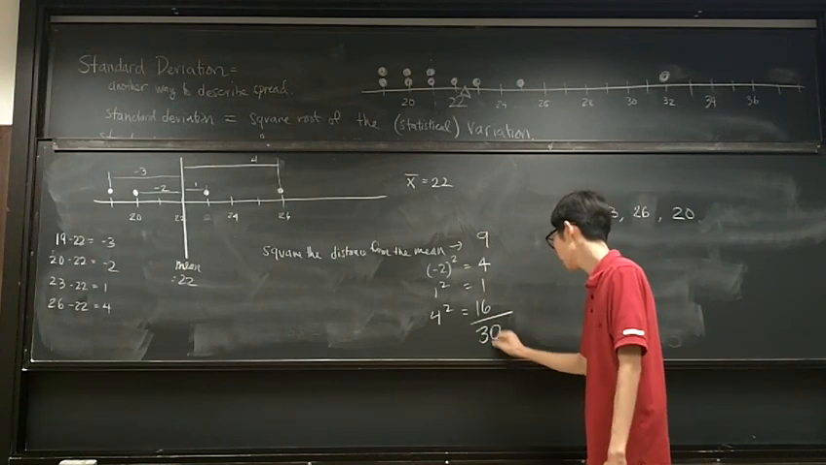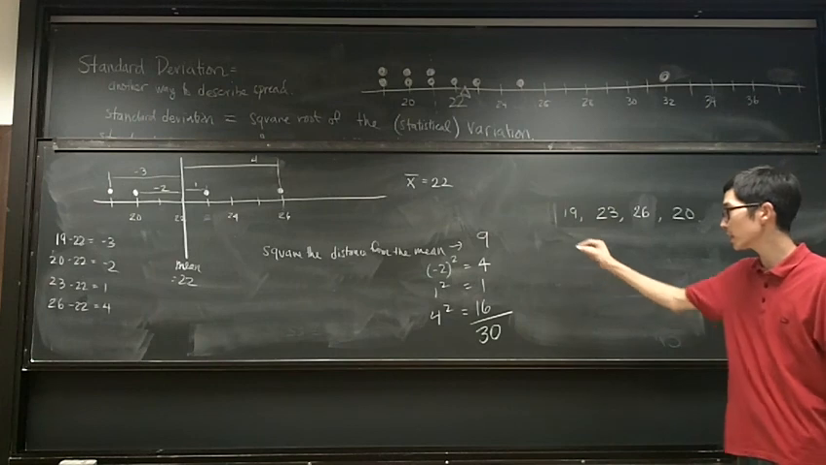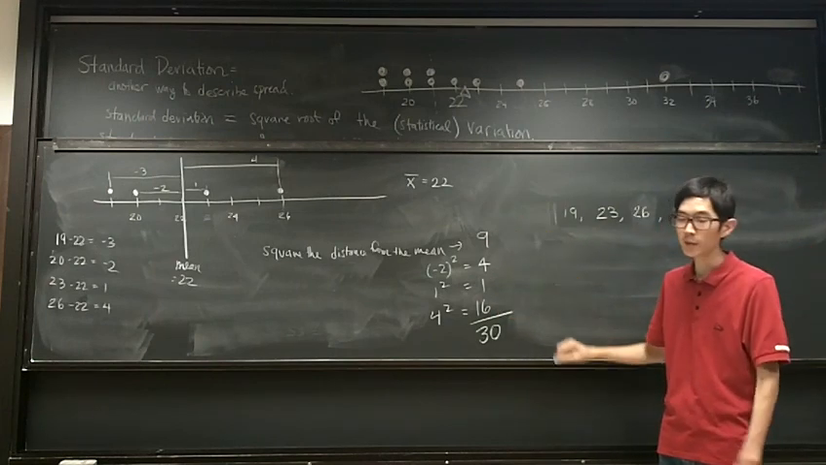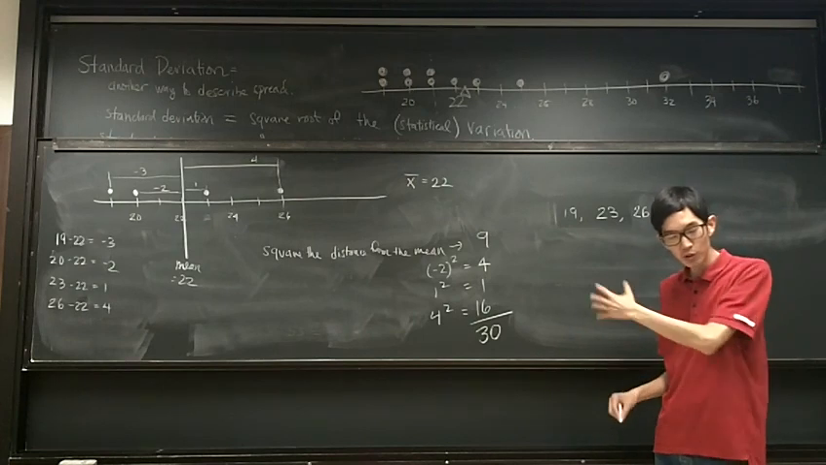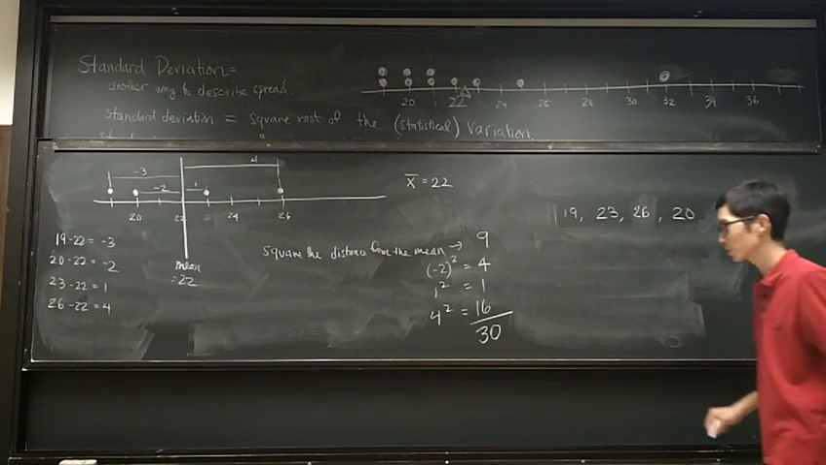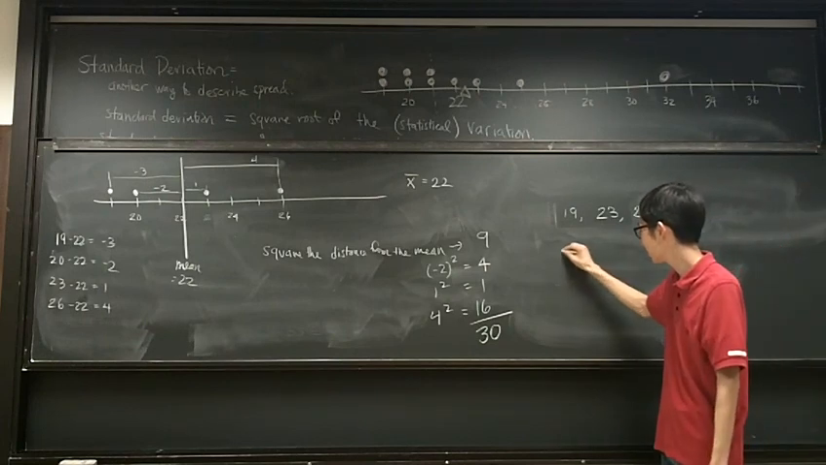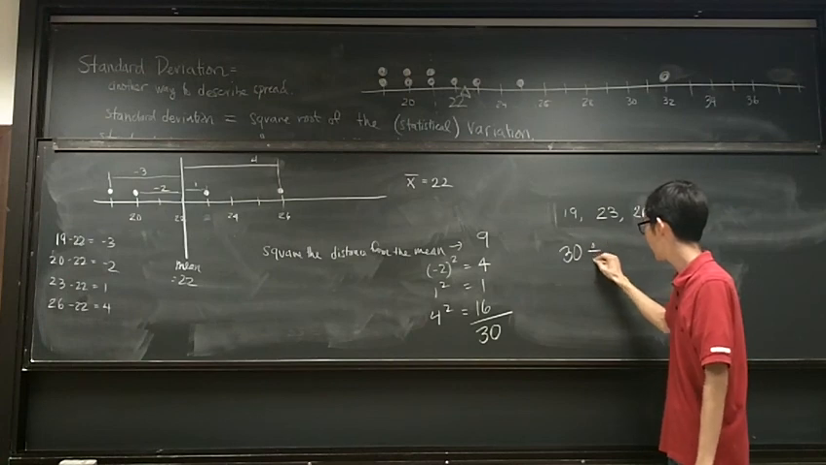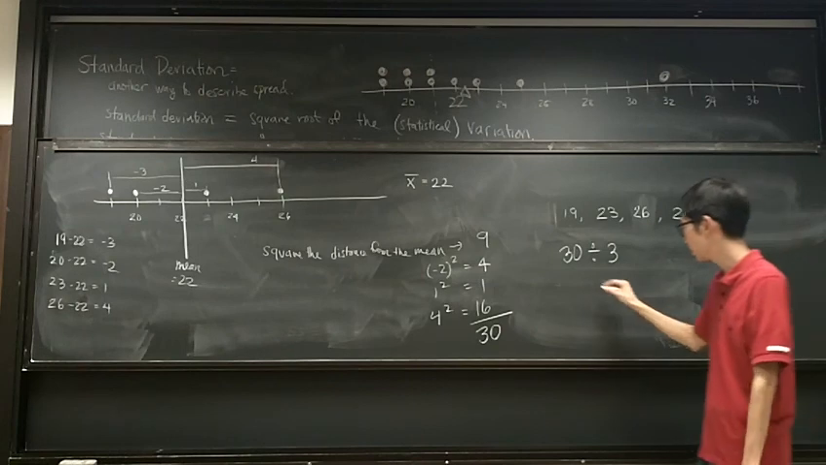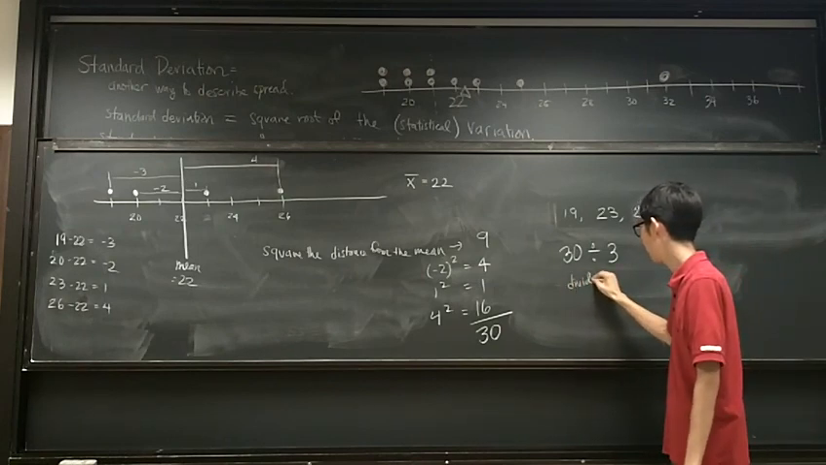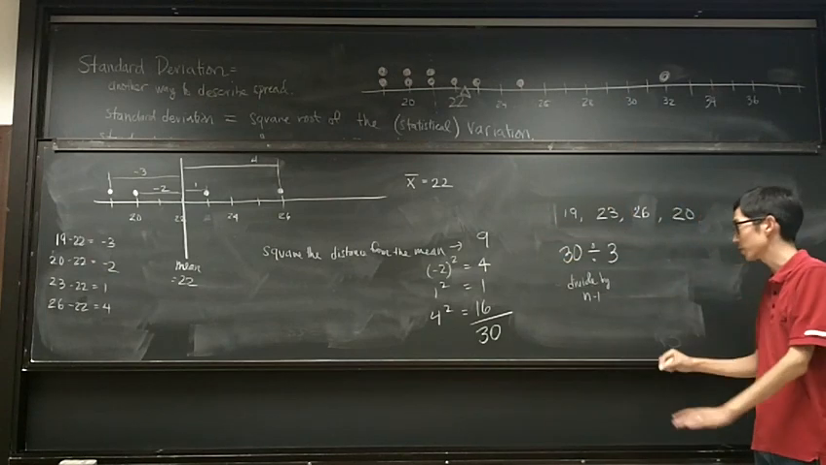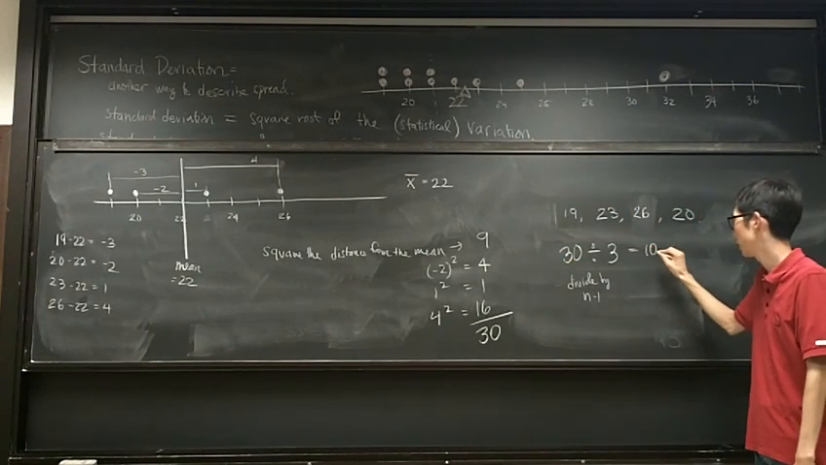30. Now this is the weird part. If I wanted to take the average, I would add all of these up, get 30, and then divide by 4, right? But the weird thing is, when we do standard deviation, we don't divide by 4, we divide by 1 less than what we were going to do. So we do 30 divided by 3, so we divide by n minus 1. And don't worry, I'll write a summary for all of this stuff. And then I get 10.